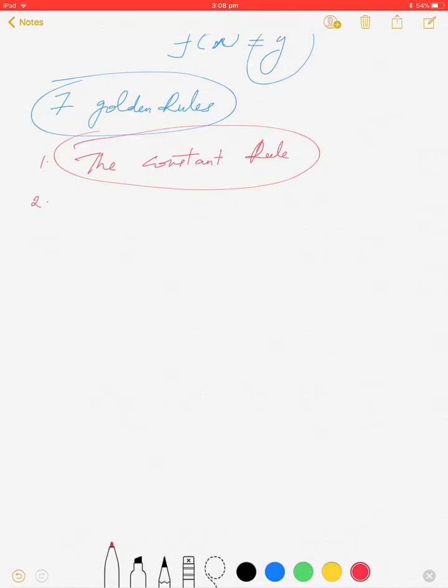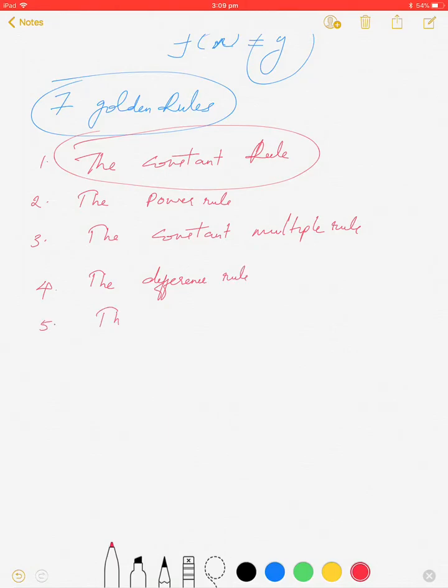So the first one is the constant rule, then the power rule, then the constant multiple rule, then the fourth one is the difference rule, fifth one is the sum rule, sixth one is the product rule, then seventh one is the division rule. So these are the 7 golden rules.